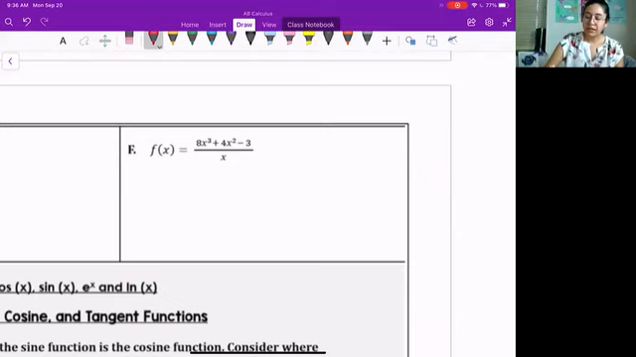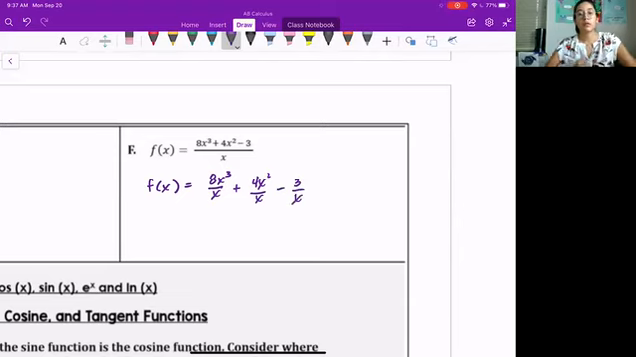So what I'm going to have to do is I'm going to have to rewrite this function. And I want it to look like a basic trinomial. Okay, no fractions or anything like that. So what I'm going to do is I'm going to let this denominator be shared by every term in the numerator. So I have 8x cubed over x plus 4x squared over x minus 3 over x. Okay, so right now I have my 3 different terms. Okay, but I still have these x's on the denominator. I don't like that.